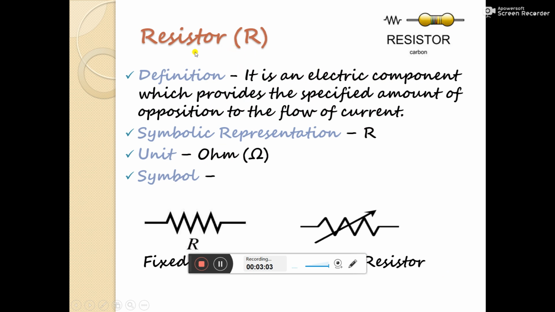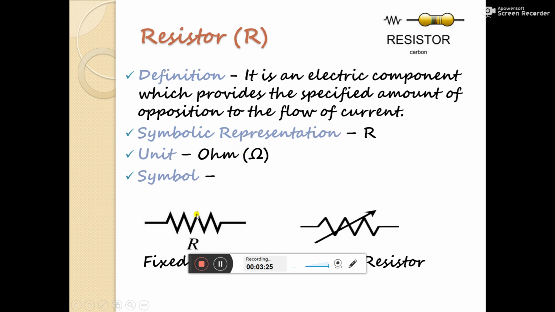The next term we have resistor. So this is what the resistor looks like. The definition for it is an electrical component which provides the specified amount of opposition to the flow of current. Symbolically, we represent resistor by using letter capital R. Unit for the same is ohm.